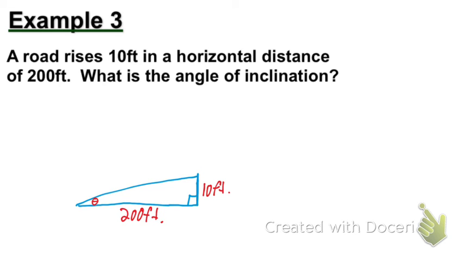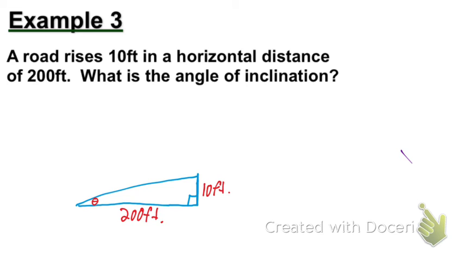Okay, anyway, what do I do from here to find my angle of inclination? 10 divided by 200 equals 0.05. And then hit the tangent. Okay, the negative one. Oh, okay. You get it. I understand what you're saying.